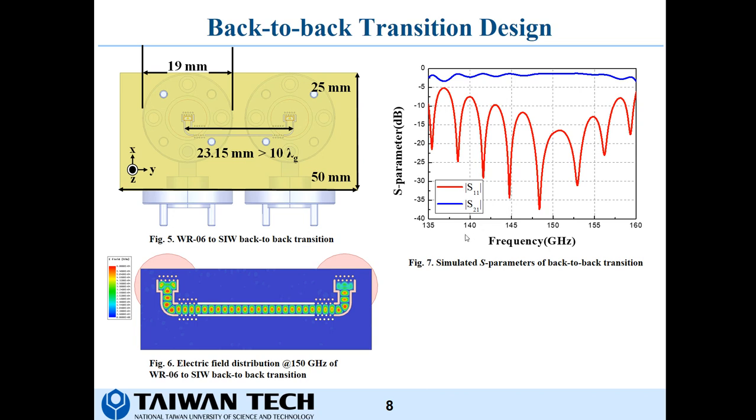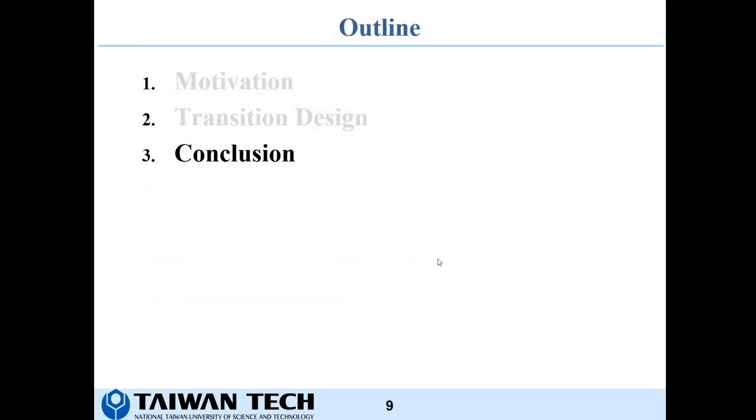And also the simulated fractional bandwidth of S11, which is less than minus 10 dB, is 9% from 143 GHz to 157 GHz. And here's the electric field distribution at 150 GHz of the back-to-back transition. Okay. So let's make a brief conclusion.